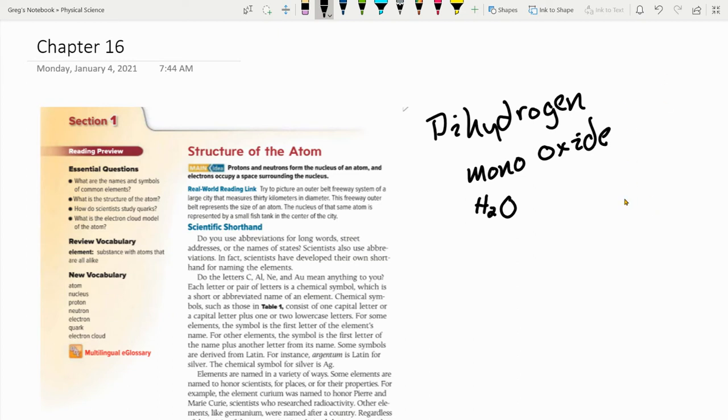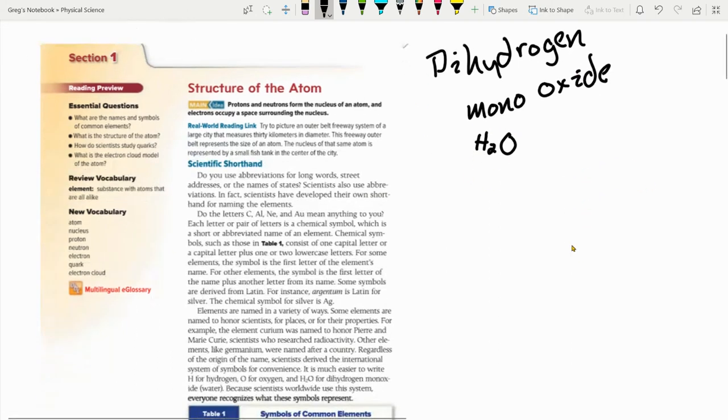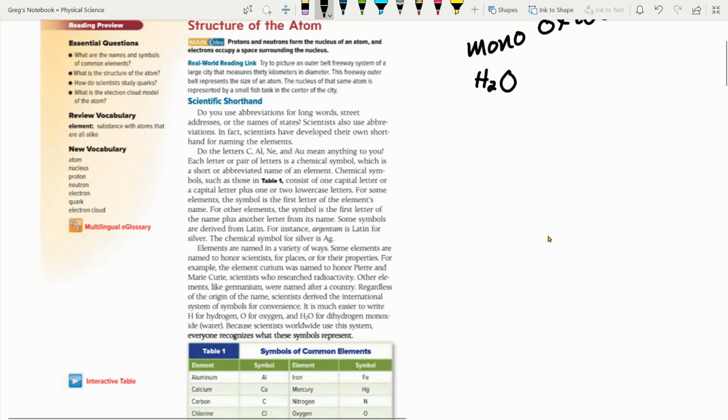If I'm writing a paper about dihydrogen monoxide, I'd have to keep writing it over and over and over again every time I wanted to write it down. I would have to write this out. But because of the periodic table and those symbols and the scientific shorthand, we don't have to do that. We can just write down H2O instead of dihydrogen monoxide. And it makes things easy, okay?